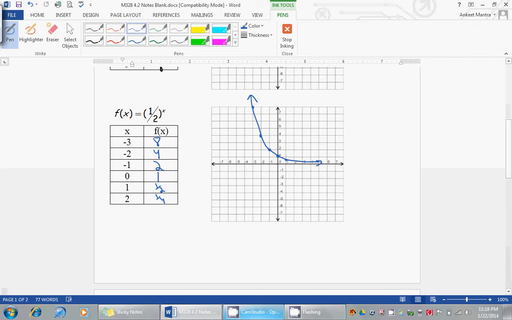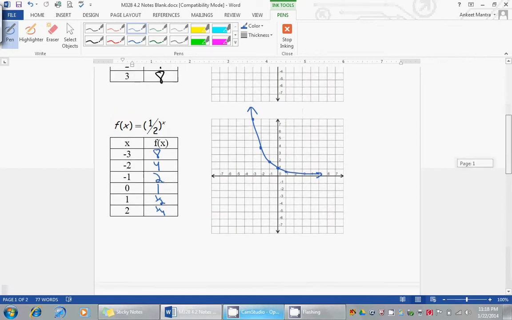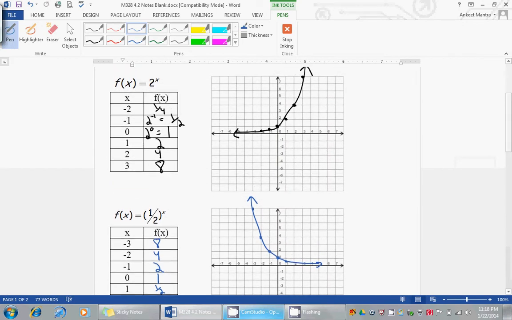Okay, so let's just take a look here real quick. Let's see if we can compare these two graphs at the same time, right? 2 to the x, as x gets bigger, the graph gets bigger. 1/2 to the x, as x gets bigger, the graph gets smaller and smaller, right? And we can also see these two graphs are just reflections of each other over the y-axis. Now this is going to be true for any bases that are reciprocals of each other. So here are the basic shapes for an exponential function.